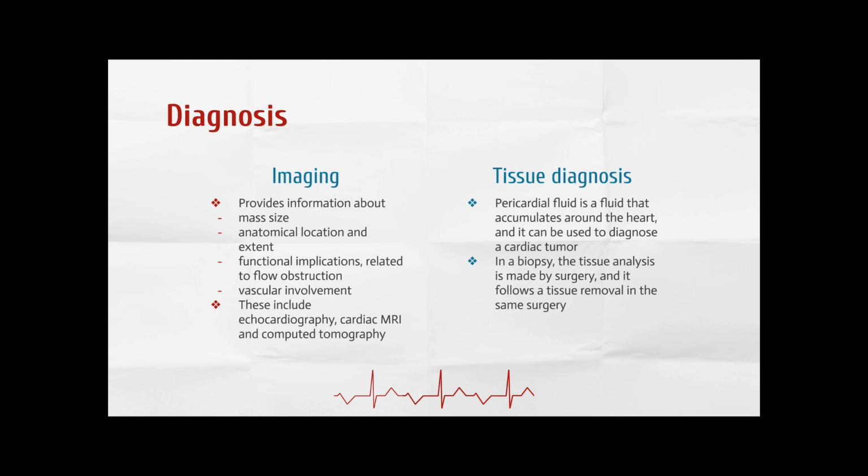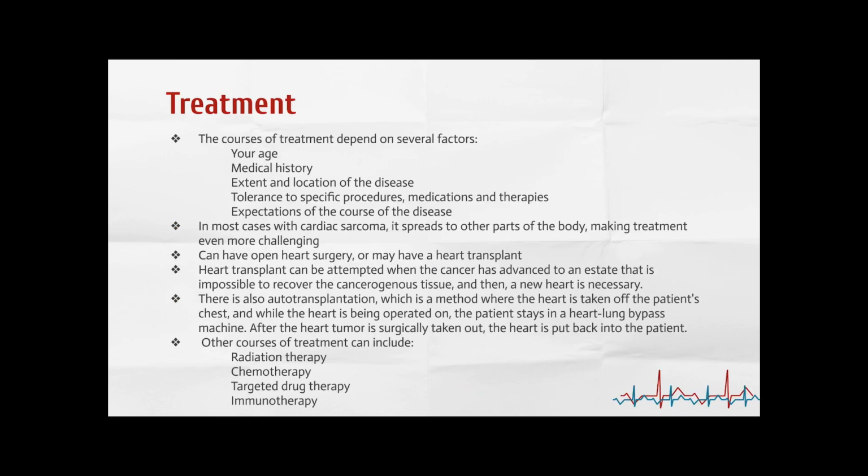So the course of treatment depends on several factors such as your age, medical history, extent and location of the disease, tolerances with specific procedures, medications and therapies, and expectations of the course of the disease. In most cases with cardiac sarcoma, it spreads to other parts of the body, making the treatment even more challenging. And you can have a heart surgery or a heart transplant.